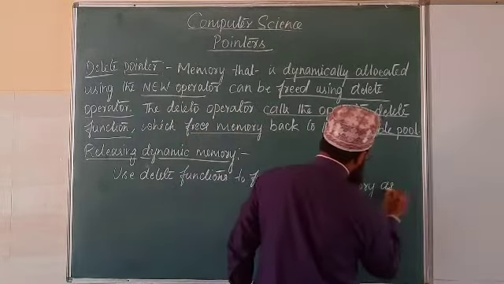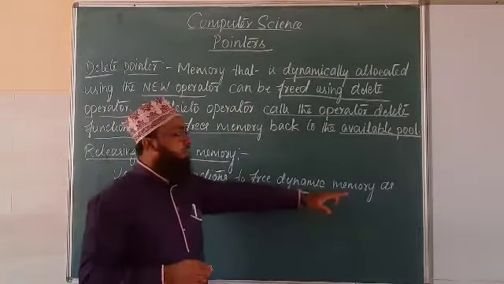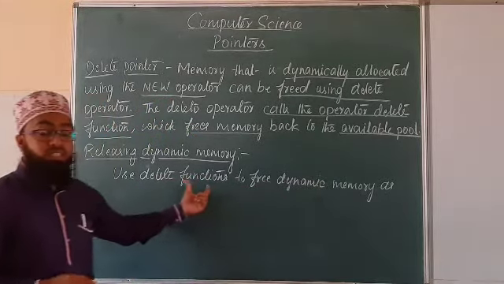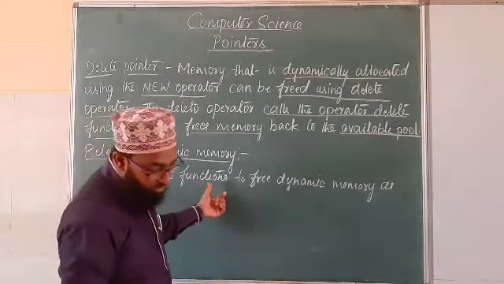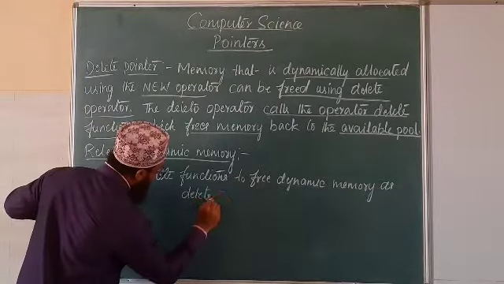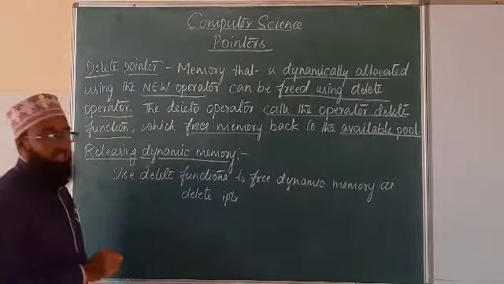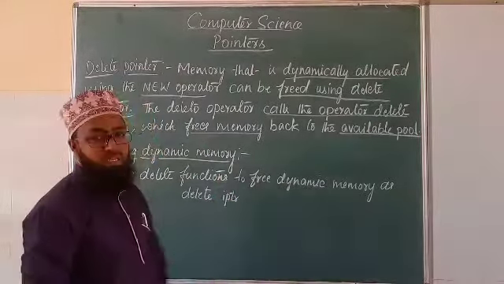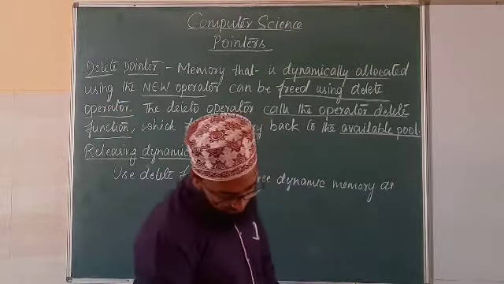Look here, use the delete function to free dynamic memory as follows. What is the syntax of using this delete function? Come, we shall see now. We need to use it like this: delete iptr. We use the delete function like this for deleting the dynamic memory. There are two more types. Now we shall see.